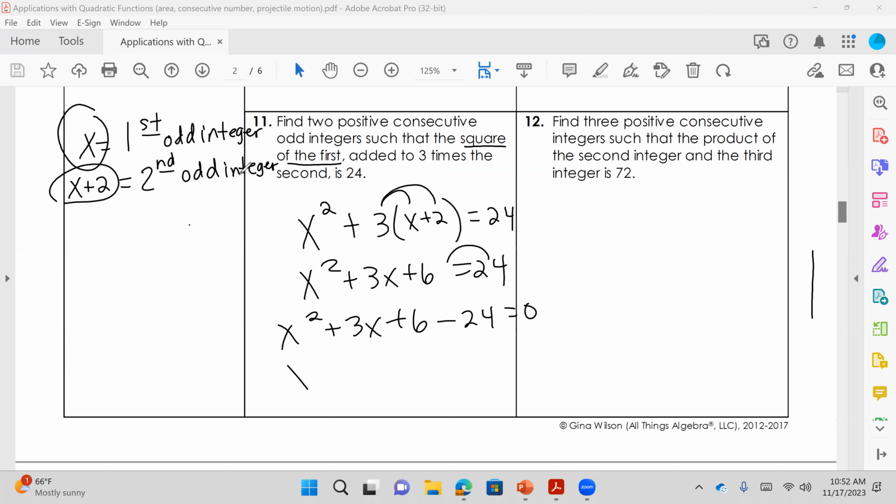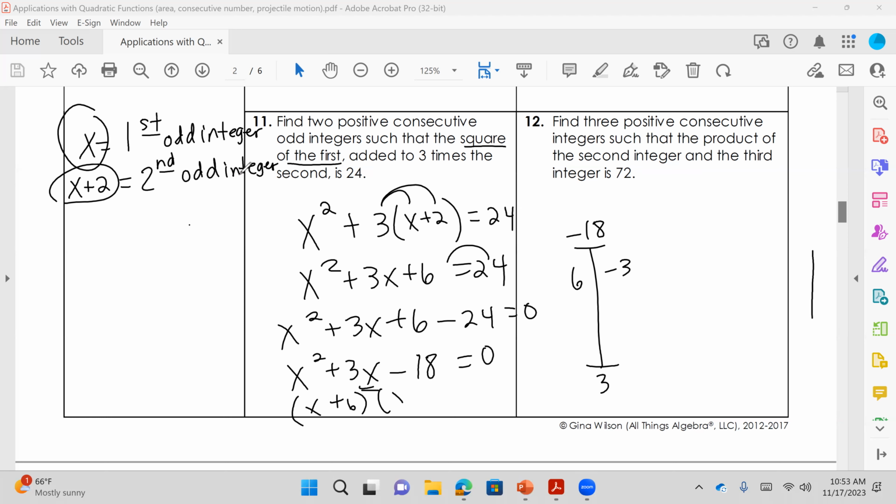And combine like terms. So this will be negative 18. From here, you can either use the quadratic formula to solve for x, or you can use factoring. I'll do factoring. So two numbers that multiply to negative 18 but add to 3 are 6 and negative 3. So this will be x plus 6 and x minus 3. Those are my factors. Now we're going to solve.